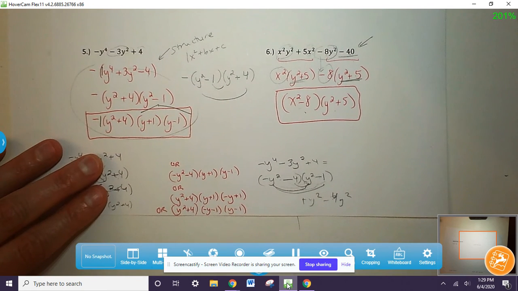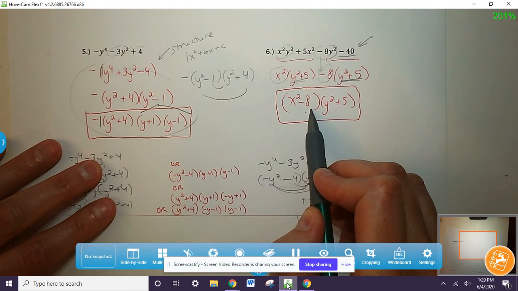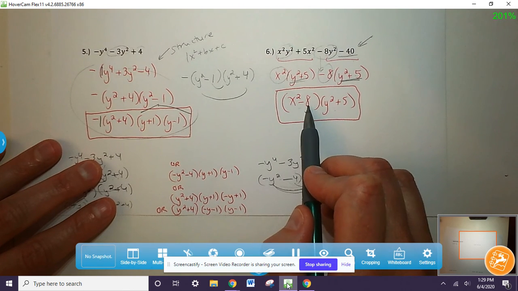And you can't factor this one any further. If you think this might be a difference of two squares, it's not, because 8 is not a perfect square. I don't know the square root of 8. It's some crazy decimal.